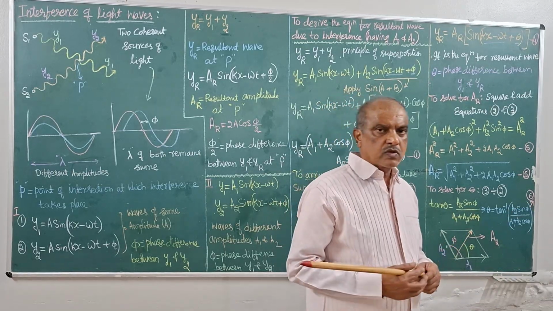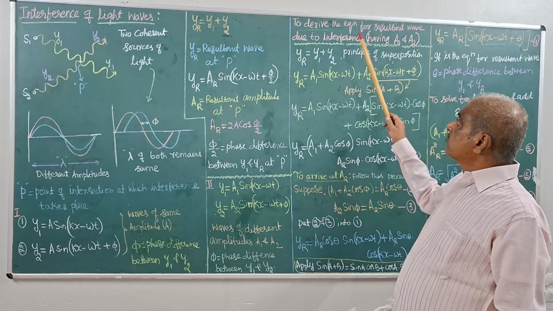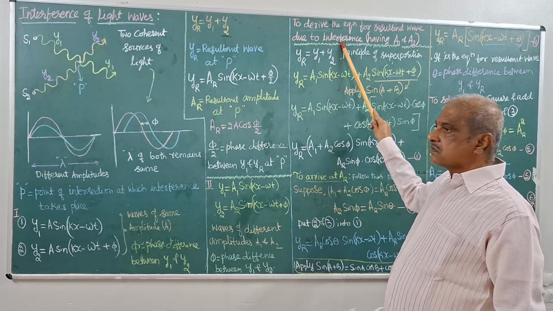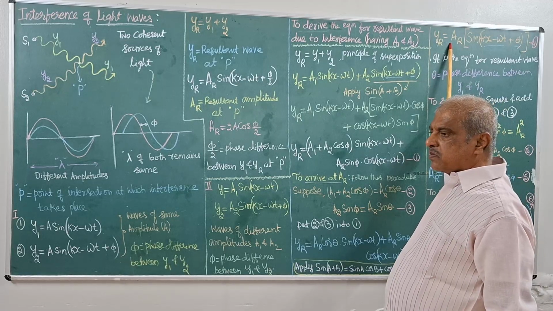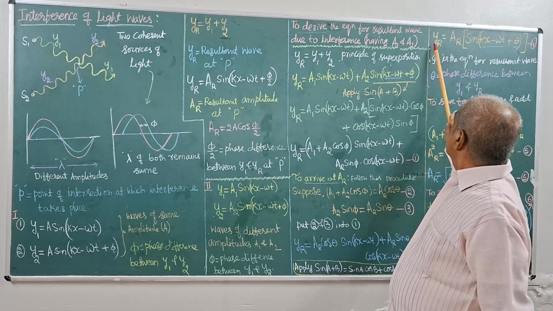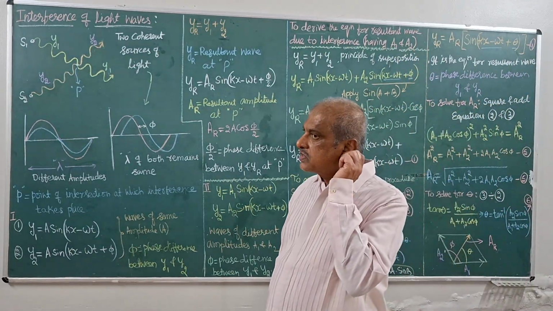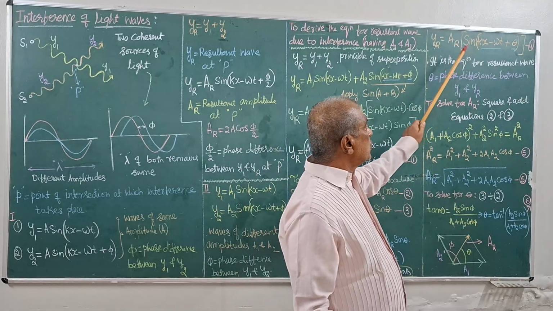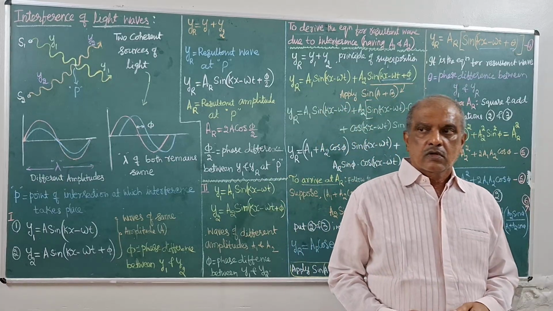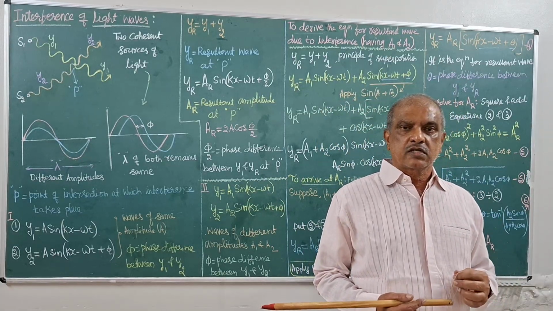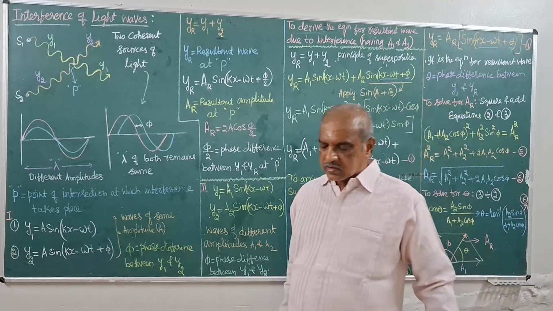So this is the equation: the resultant wave equation due to interference, the generalized form, where the amplitudes may be the same or different. Using this equation, now you can write the conditions for constructive interference as well as destructive interference. So let us continue with the previous class in the next class. Thank you.